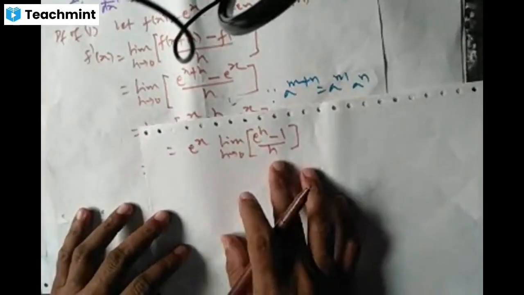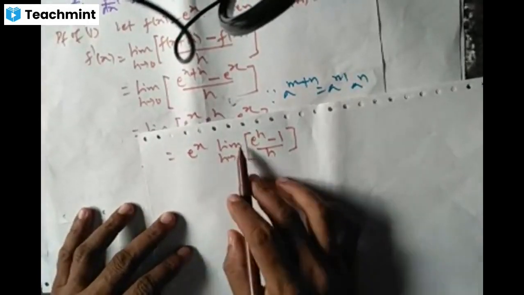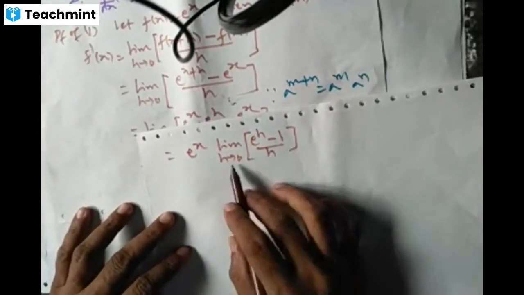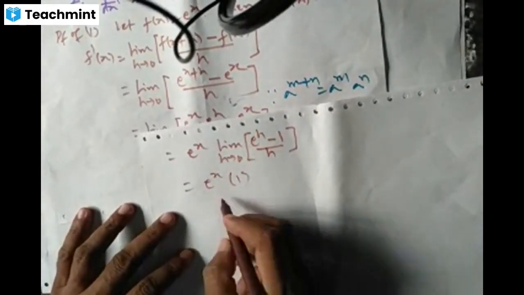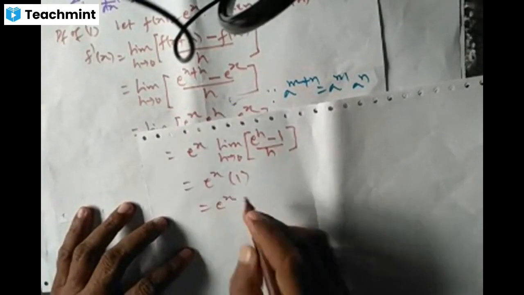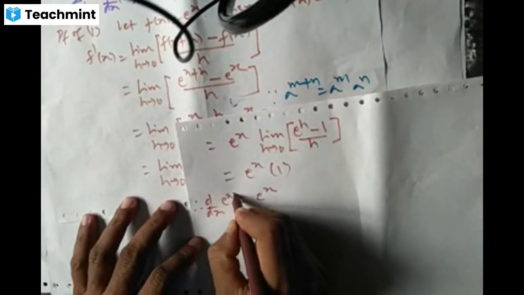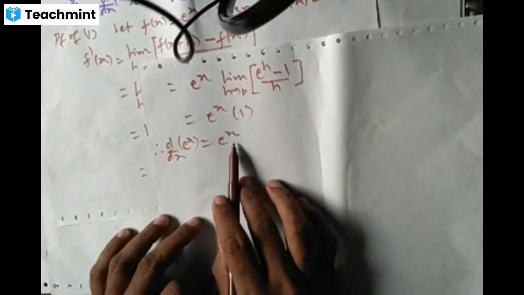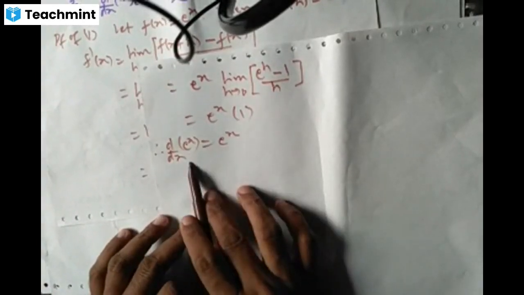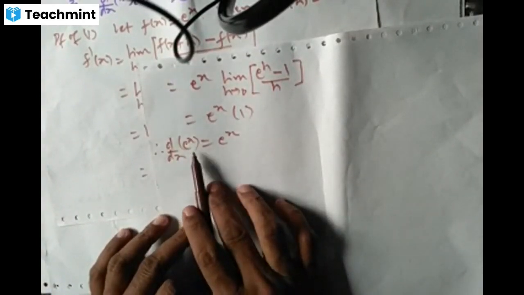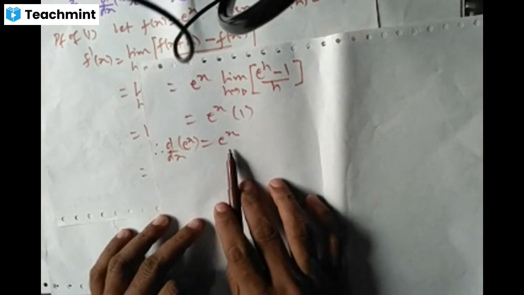So this is a standard limit. The limit of e to the power h minus 1 by h as h tends to 0 is nothing but 1, correct? So e to the power x into 1 is e to the power x. So on the left side we have the derivative of e to the power x. Therefore d by dx of e to the power x is e to the power x itself. The derivative of the function e to the power x with respect to x is e to the power x itself. Okay.